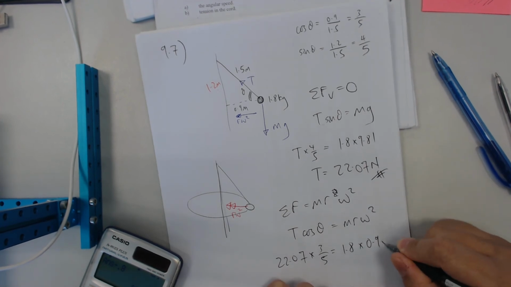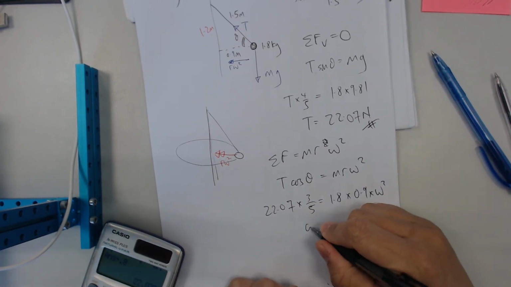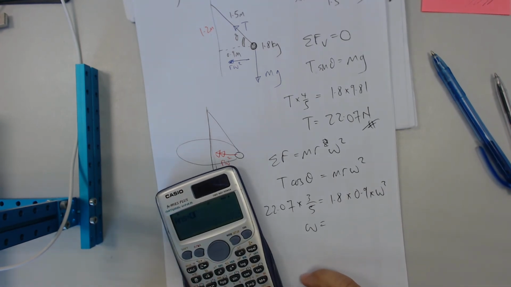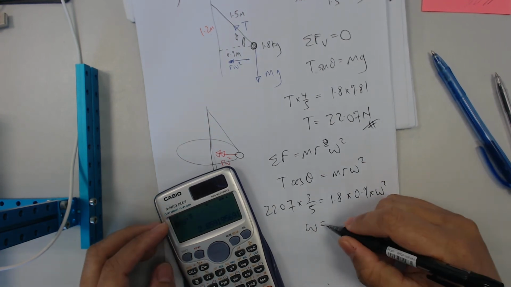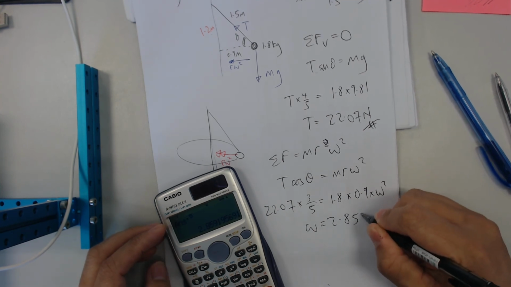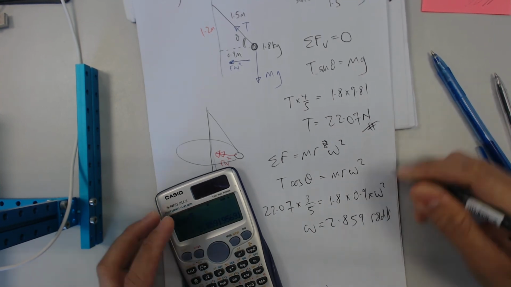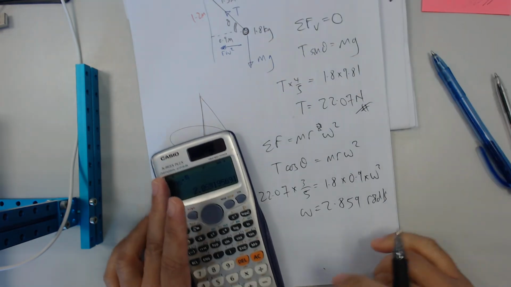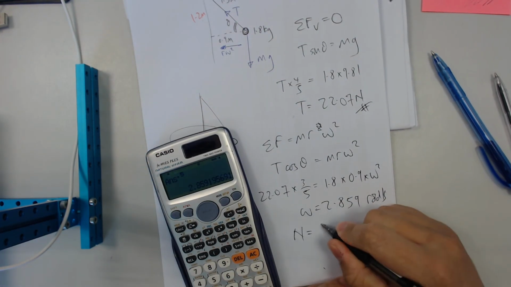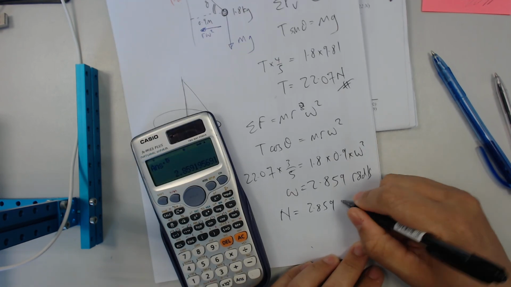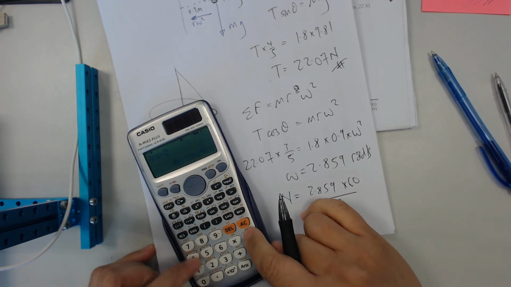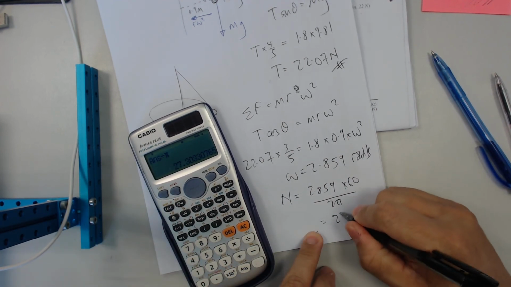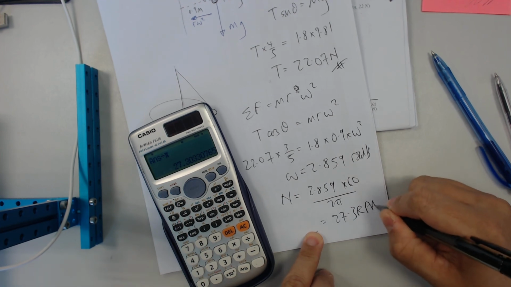0.9 omega square. So omega will be 2.859 radians per second. The answer is in revolutions. So 2.859 times 60 over 2 pi. Okay, 27.3 revolutions per minute.